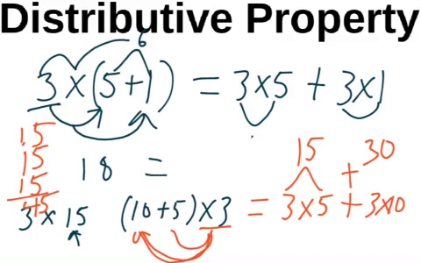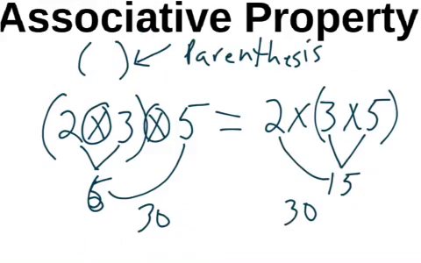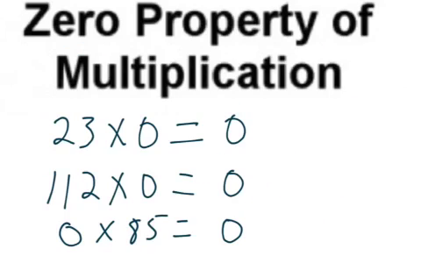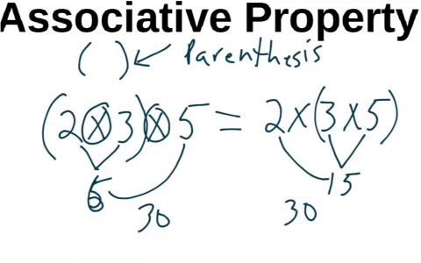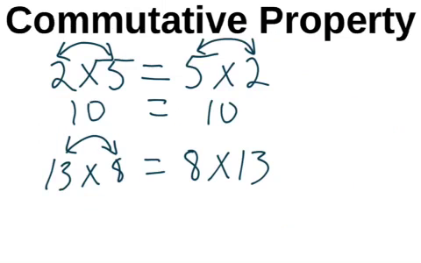Okay, now I would like you to go back into Schoology, and I would like you to go and take the quiz on the different properties of multiplication. Now remember, we have the distributive property, where you distribute the times to the different numbers. We have the associative property, where you can move around the parentheses and it doesn't change the answer. We have the commutative property, where you can swap the order of the numbers and it will not change the answer.